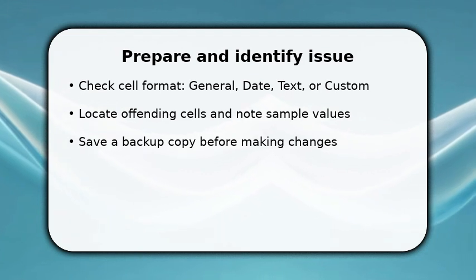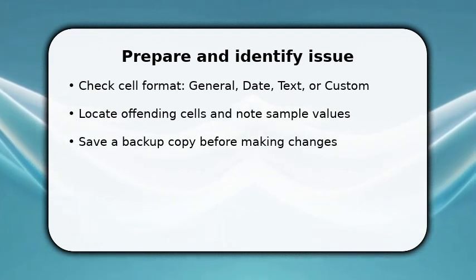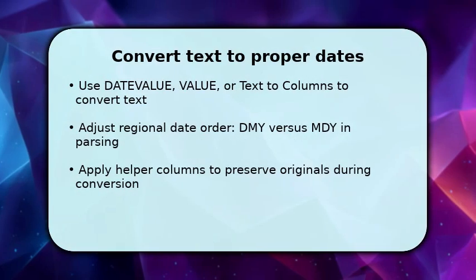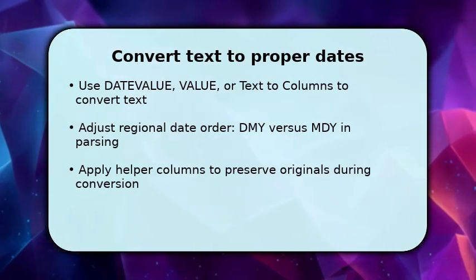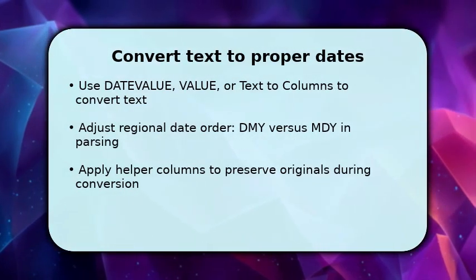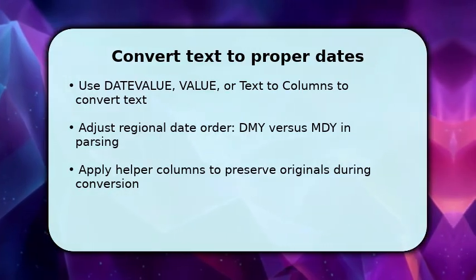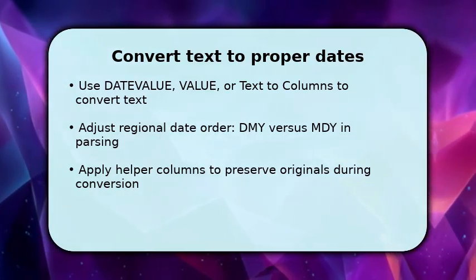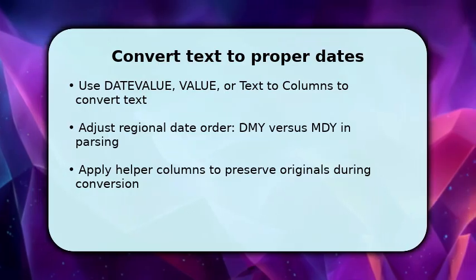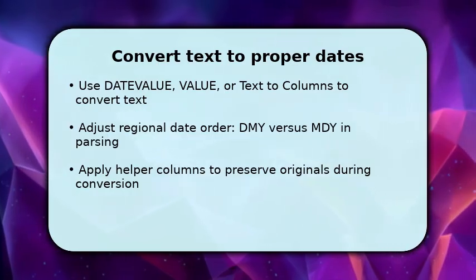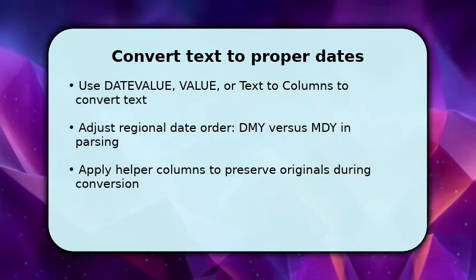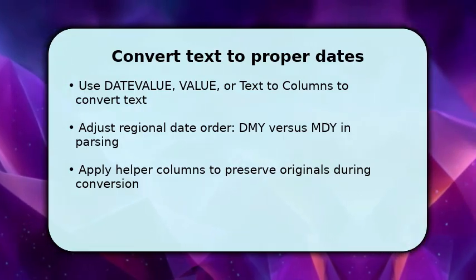Now you convert text strings into Excel dates. If entries are consistent, use DATEVALUE or VALUE in a helper column: =DATEVALUE(A2) or =VALUE(A2), then format as date. If formats vary, use Text to Columns with the date option and select the correct DMY or MDY order. Once converted, copy the helper column and paste special values over the originals.